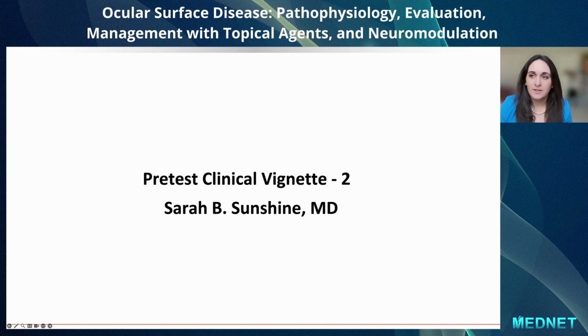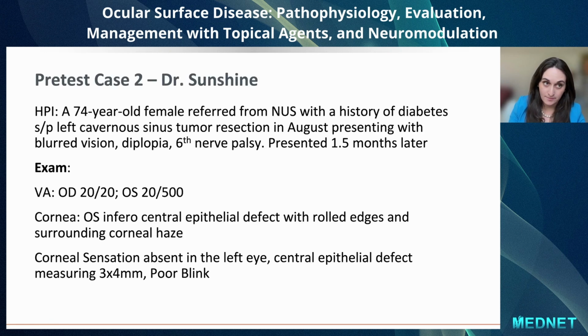So we're going to continue on to the second half of this talk with the pre-test clinical vignette, the second one. So this is a 74-year-old female who came in from neurosurgery with a history of diabetes. She underwent a left cavernous sinus tumor resection in August and presented with blurred vision, double vision, sixth nerve palsy, and presented to the cornea clinic 1.5 months after the surgery.